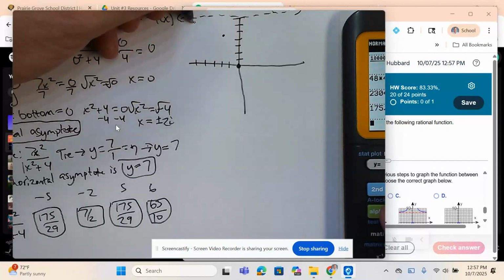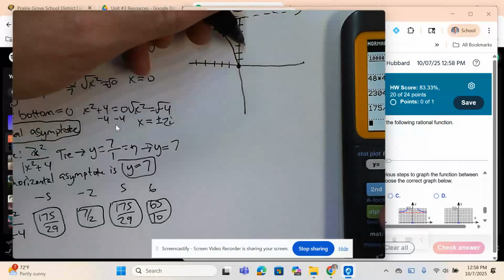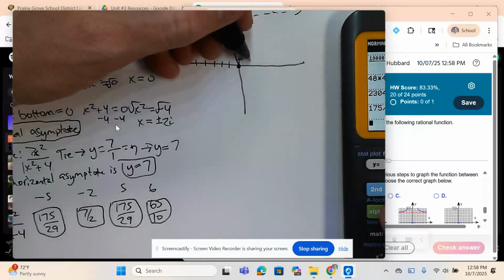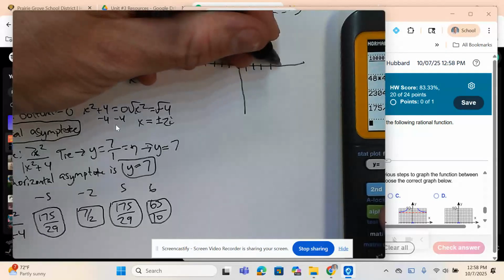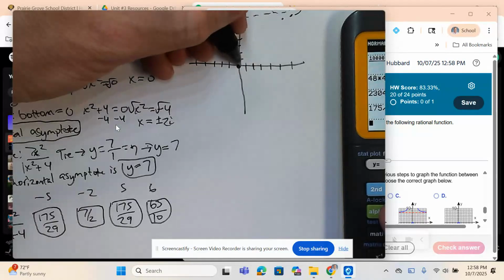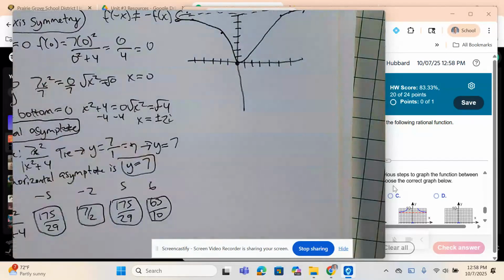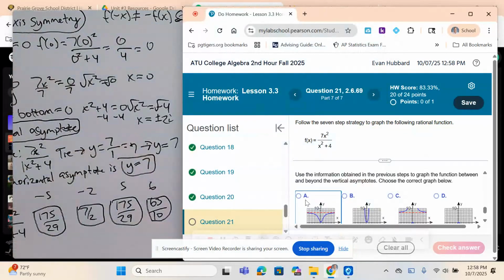And so it goes like that. 179. That's 6. 1, 2, 3, 4, 5, 6. That's up here, and they're getting closer and closer to 7. So it's going to be this one.